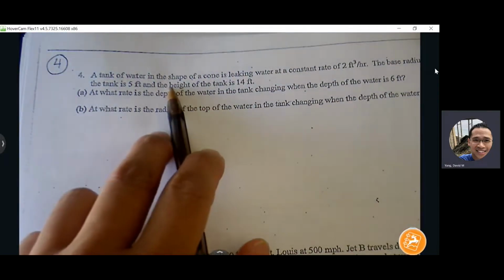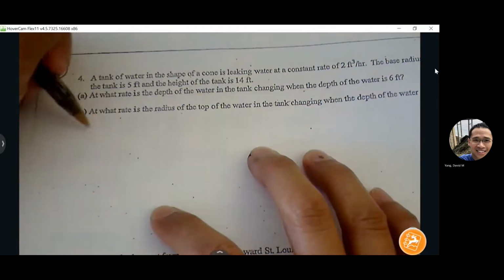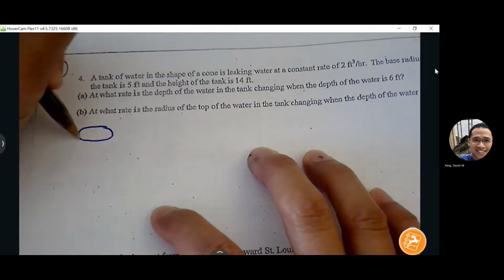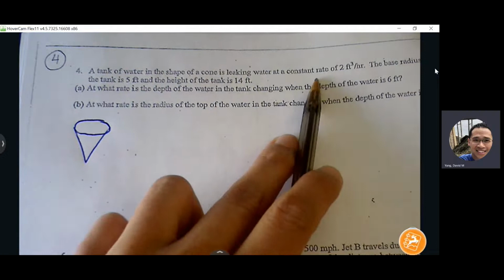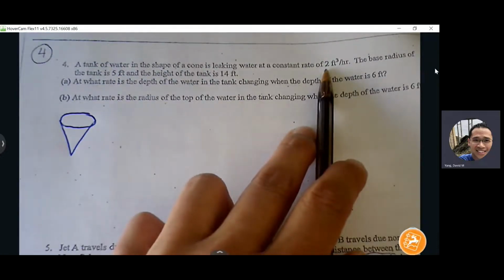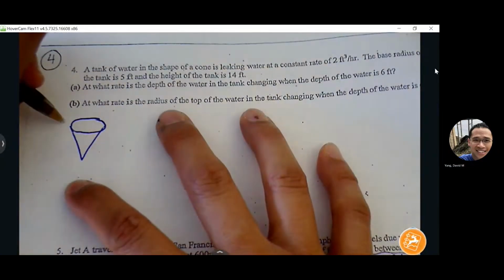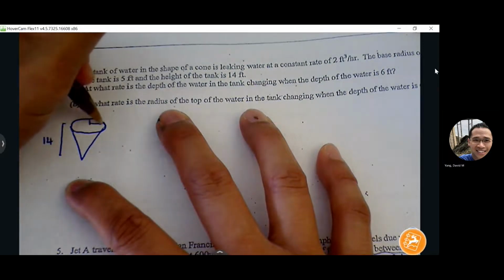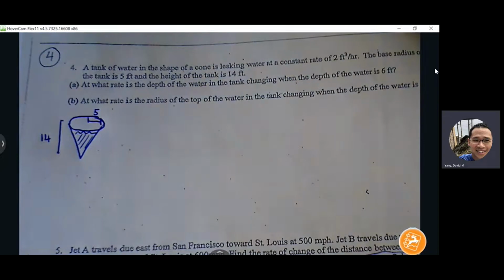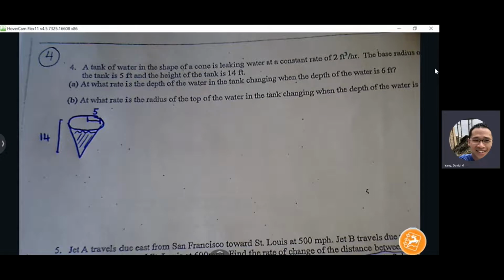Tank of water in the shape of a cone. It's leaking water at a constant rate of 2 cubic feet per hour. The base radius of the tank is 5 feet, and the height of the tank is 14 feet. There's water inside that tank, so we have a cone within the cone, basically. The water inside the tank is going to be taking on the shape of the container that it's in.